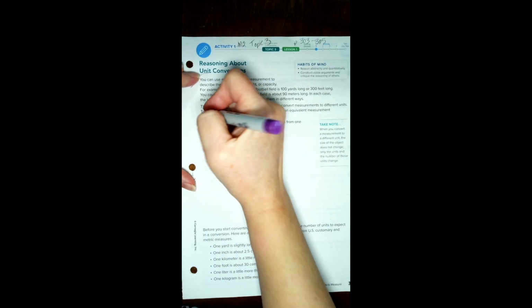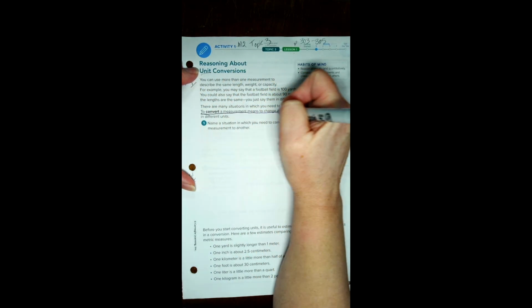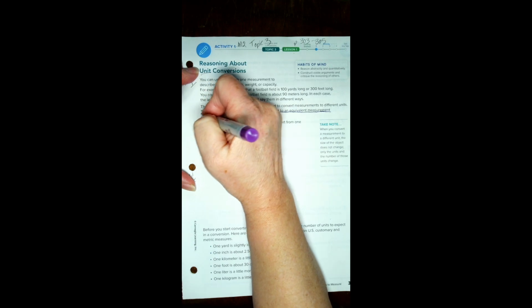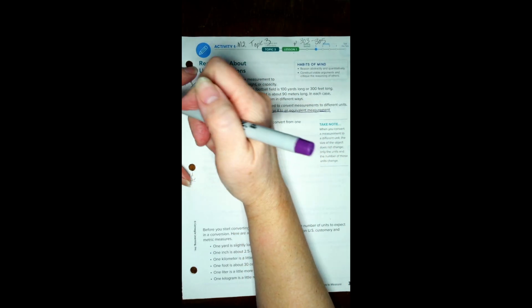Highlight that, please. I'm going to underline mine right here. You can underline it, you can highlight it, whatever you have. Draw a squiggly box around it, whatever you need to, put a star beside it. Name a situation in which you need to convert from one measurement to another. Go ahead and try to think about that for a second.